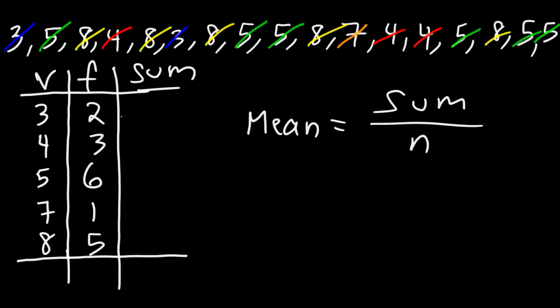So let's go ahead and do that. 2 plus 3 is 5, plus 6, that's 11, plus 1 is 12, plus 5 is 17. Now let's calculate the sum.